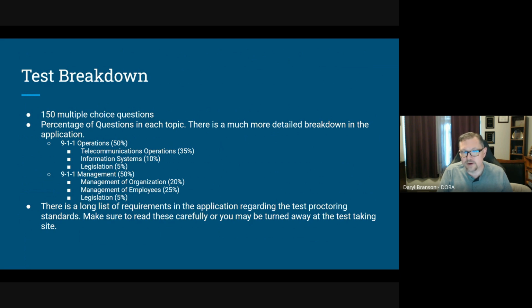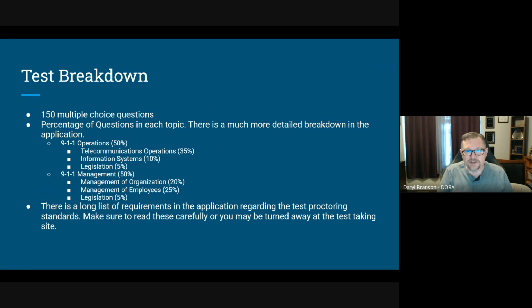How does landline work? What is DTMF? How does cellular telecommunications work? Those types of questions that we talked about pretty early on in the sessions. Then information systems. So all of that database stuff that Jennifer went over would be included in that. And then 5% on legislation related to 911 operations. Because we're talking about 911 operations, we're talking about the management law, the HR law. Those are the types of things that you would need to know for that 5%.